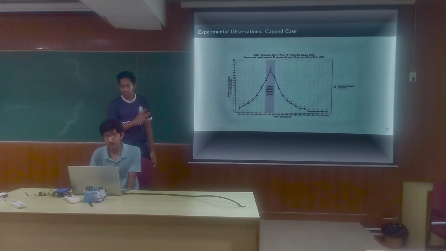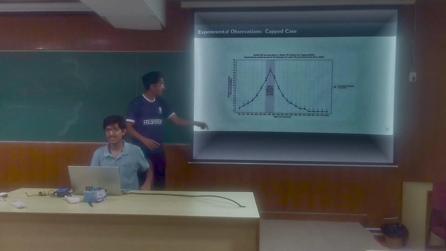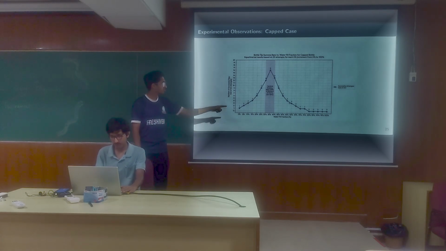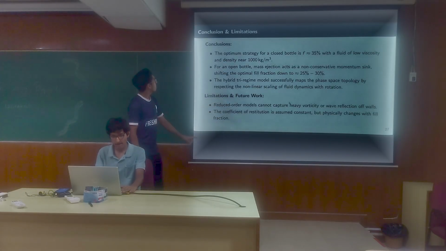What we did was we varied the fill fraction by 5% and we obtained sort of a bell curve. We did 20 flips for each and marked how many times were successful. So this was the graph we obtained. This was the closed wall and this is for open wall.